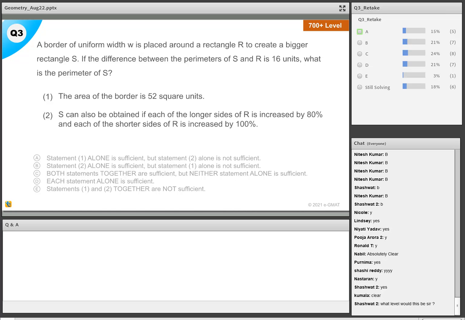solve this question. A border of uniform width W is placed around a rectangle R to create a bigger rectangle S. So we're not dealing with squares this time. We're dealing with rectangles this time, right? If the difference between the perimeter of S and R is equal to 16 units, what is the perimeter of S? That's what we have gotten.